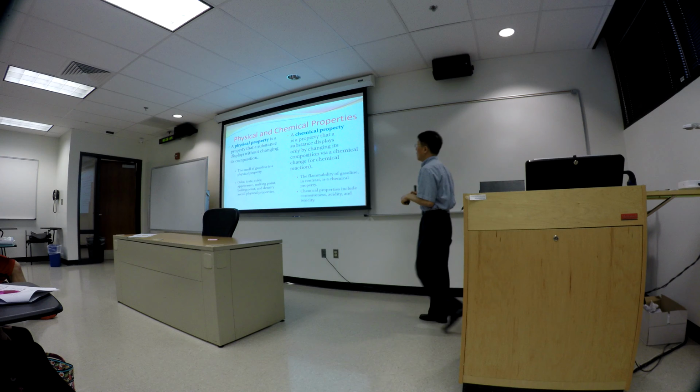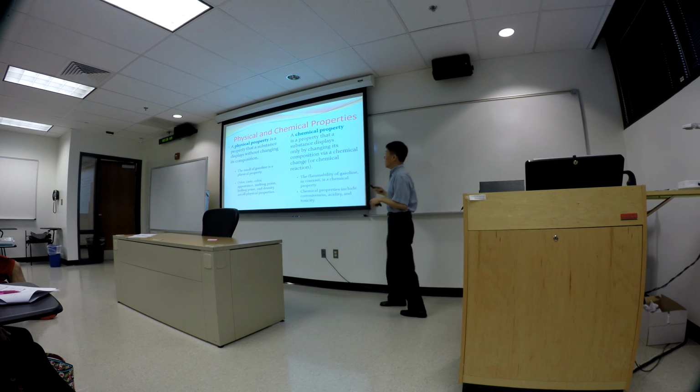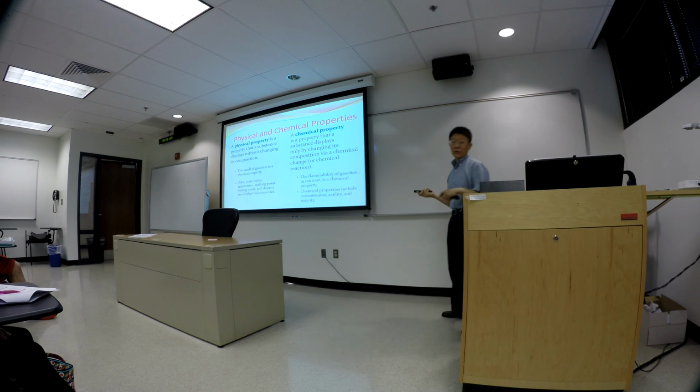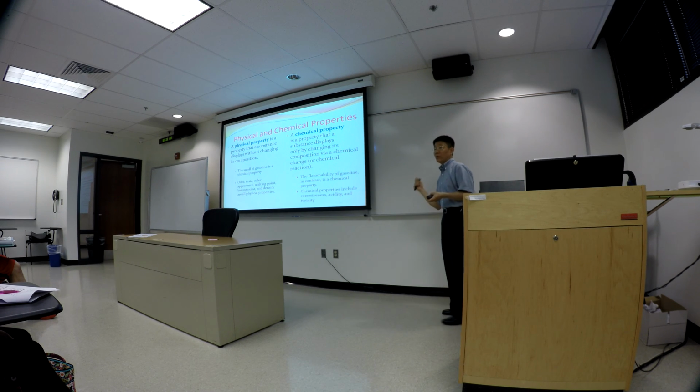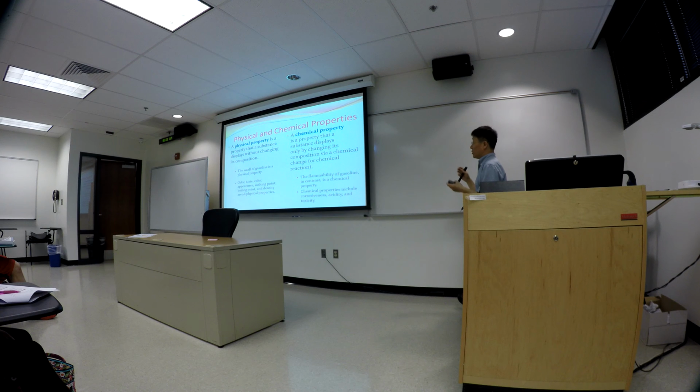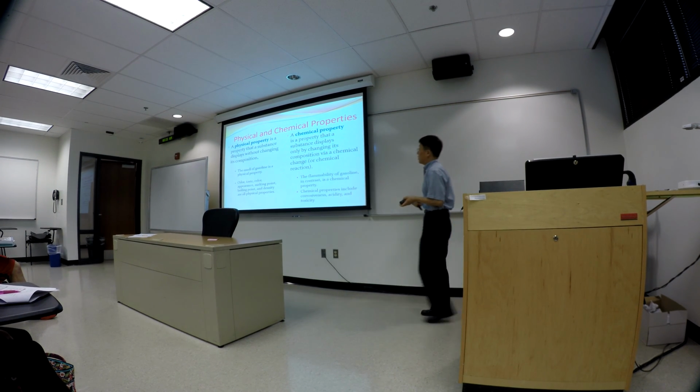Remember, a physical property is a property that a substance displays without changing its composition. That's how we define physical property. On the other hand, a chemical property is something associated with chemical changes or a chemical reaction. So these are the definitions.